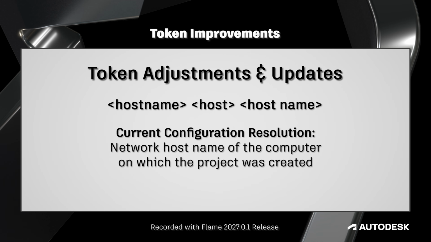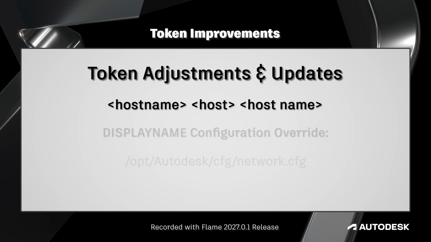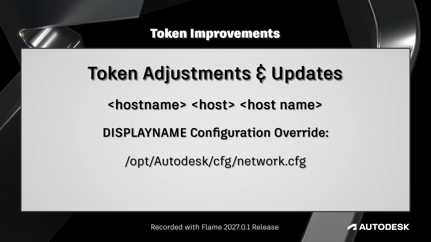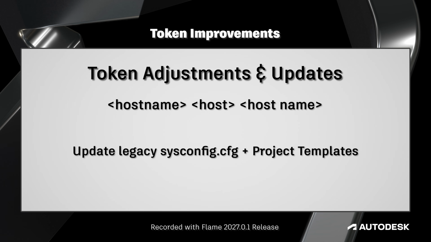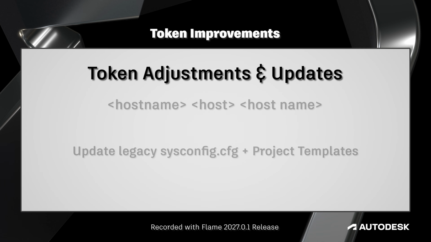Now, in the Flame 2027 release, these tokens resolve to the network hostname of the computer on which the project was created. By default, in the network.cfg file mentioned a few moments ago, the display name is commented out, but if this value is defined in this file, it will take precedence over the network hostname or computer name. If you have any project templates or have a modified sysconfig.cfg file in your facility that uses these tokens with their legacy behavior, be sure to update them when you upgrade to the Flame 2027 release.